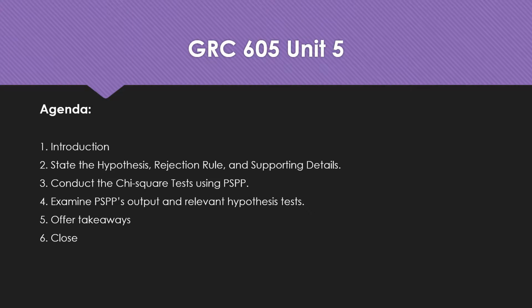Let's begin with our agenda. Number 1, we'll do an introduction. Number 2, we'll state the hypothesis, the rejection rule, and supporting details. Number 3, conduct the chi-square test using PSPP. Number 4, examine PSPP's output and relevant hypothesis test. Number 5, I will offer my takeaways from today's presentation, and I will close with number 6.